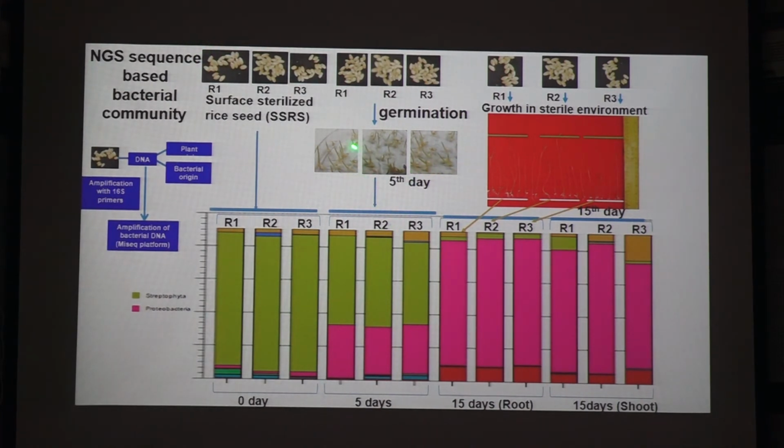And here what you find, entire seedling DNA was taken, and you find that this particular group is diminishing, getting reduced, whereas these Proteobacteria are increasing, and in all 3 replicates you get the same result. Now this set you grew for 15 days under aseptic condition, and these are 3 replicate root samples. What you get is Proteobacteria in large number, and in the shoot, the same thing.